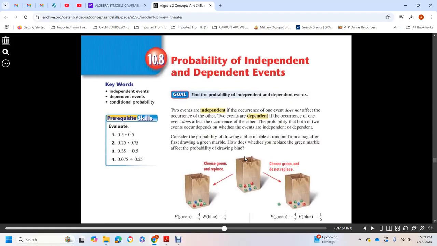Alright, 10.8, probability of independent events. Two events are independent if the occurrence of one event does not affect the occurrence of the other. Two events are dependent if the occurrence of one event does affect the occurrence of the other. The probability that both events occur depends on whether the events are independent or dependent. Consider the probability of drawing a blue marble at random from a bag after the first drawing was a green marble. How does whether you replace the green marble affect the probability of drawing a blue one?